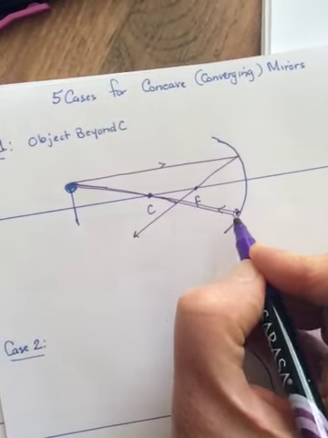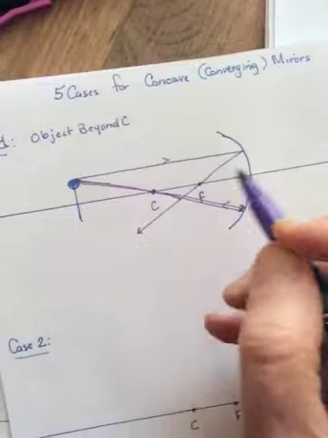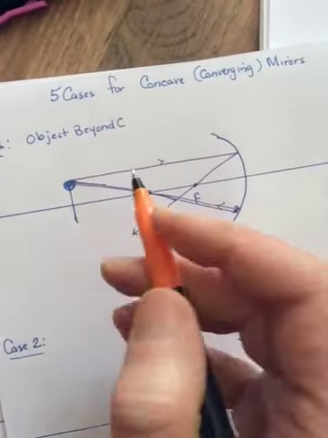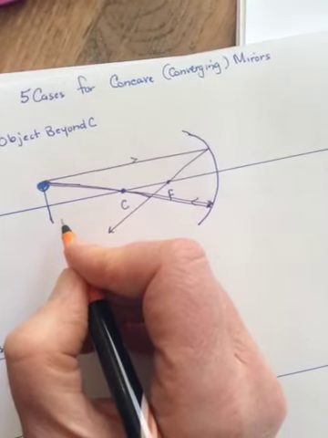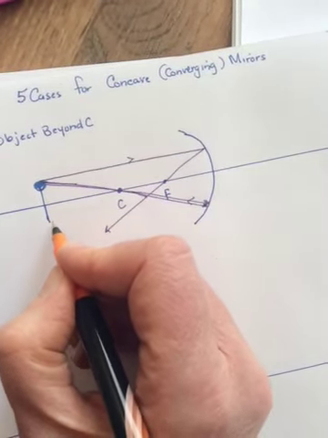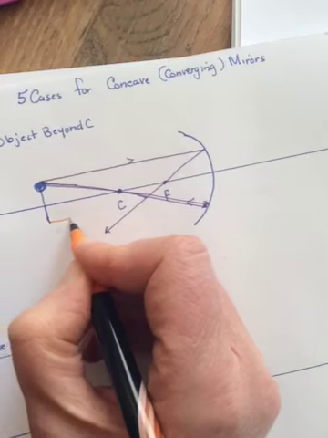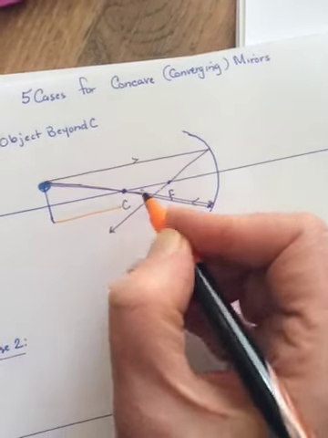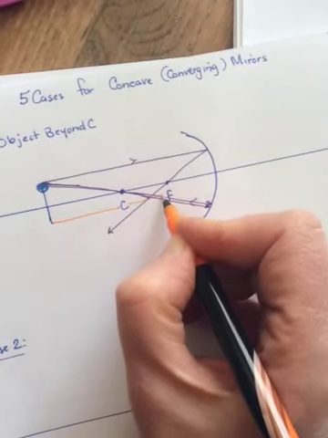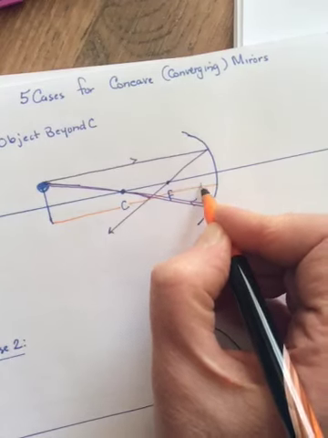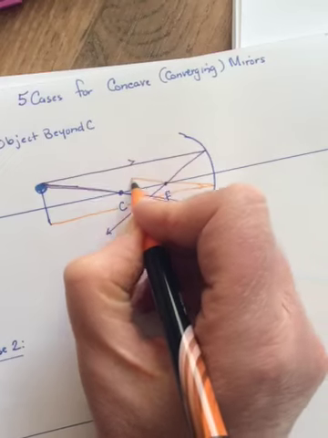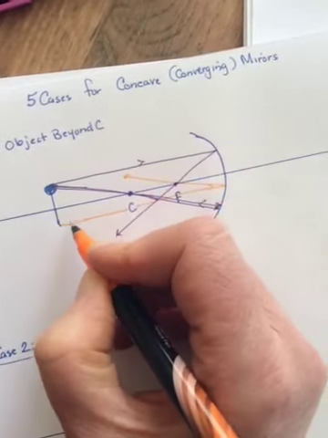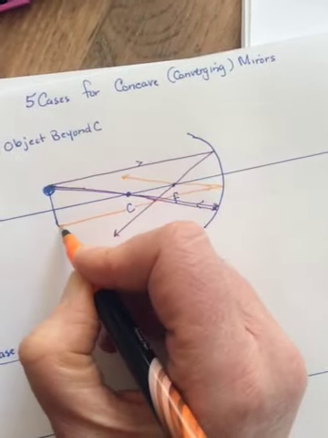So with the same color, do the 2 rays from the top. Now we're going to do the same thing from the bottom. With a different color, from the bottom, pick 2 rays that you want to draw. So again, let's go in parallel to the principal axis. And it's going to get reflected through F. And then this time I really am going to try to go in through F.